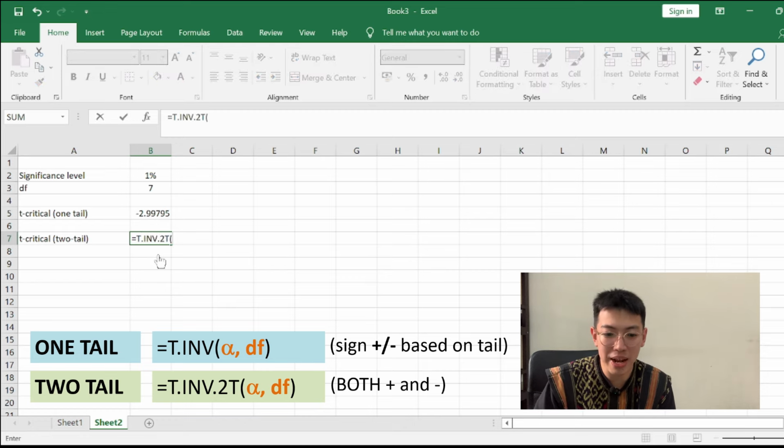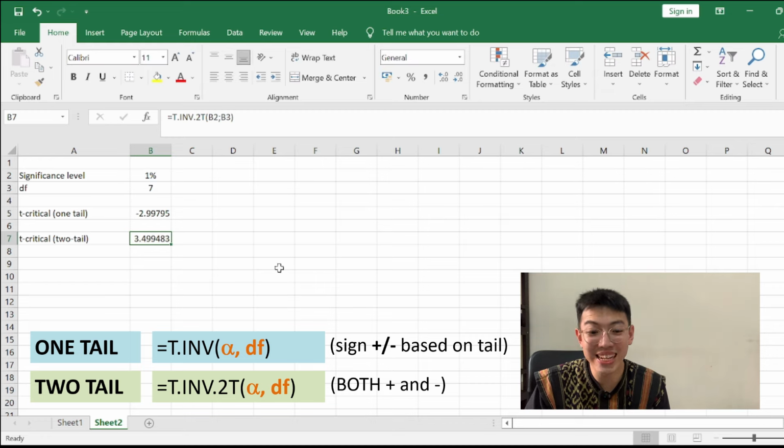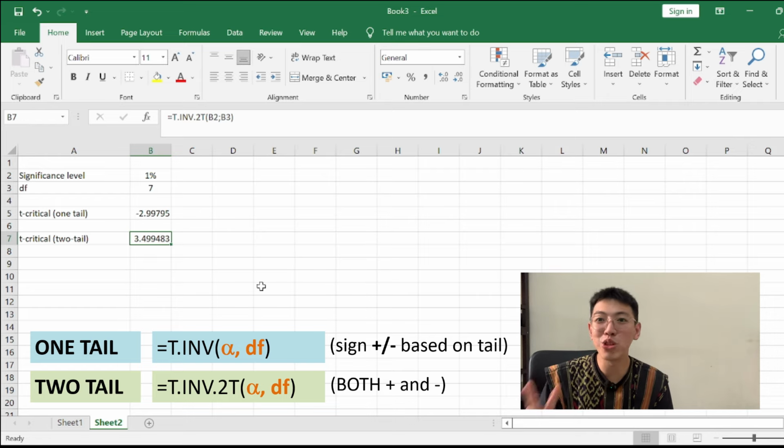If it is two tails, we use equals T.INV.2T, open bracket, the probability directly, no need to divide by 2, semicolon, the DF. You can find that the t critical will be 3.499483. Since it is two tails, there will be two critical values, one positive, one negative. For the negative one, just convert it into negative, it becomes minus 3.499483. But in this question, since it is one tail negative, we use the first value.